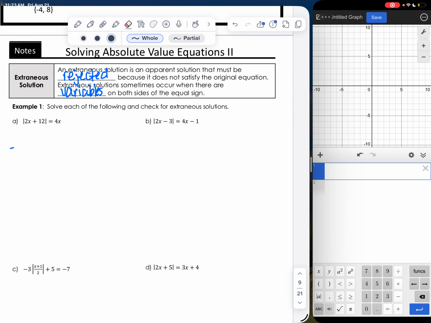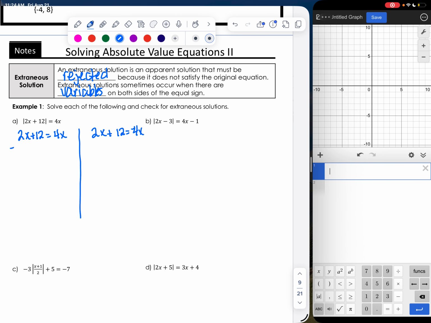So in problem A, we have the absolute value of 2x plus 12 is equal to 4x. Now, our absolute value expression is already isolated, so that means I can go straight to step 2, which is to take the expression out of the brackets and set it equal to 4x and set it equal to negative 4x. So this is a situation where it is possible to have an extraneous solution because I have 2x on one side of the equation and a 4x on the other side of the equation.